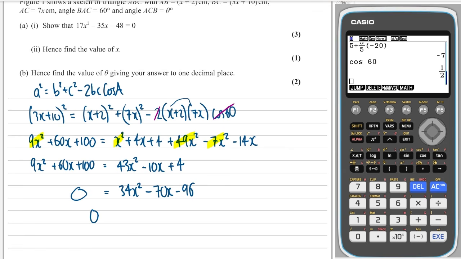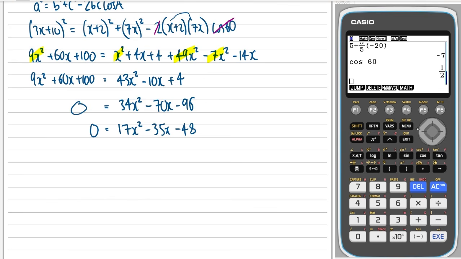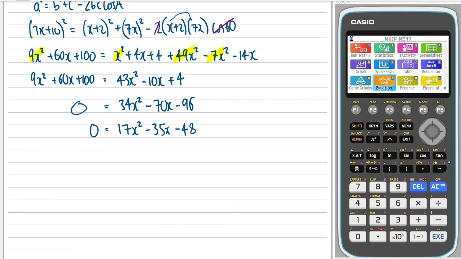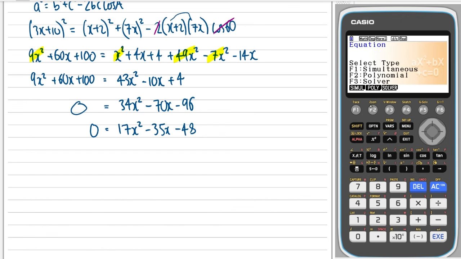And finally, we can divide all of these by 2. And we can do that because it's equal to 0, and dividing 0 by 2 just still gives you 0. Great, we've shown it. It says hence find the value of x, and that's 1 mark because you don't get any marks really for solving quadratics, or you don't need to show any working for it. At least you can go straight to your calculator, polynomial, degree 2, and we've got 17, minus 35, minus 48. And we get 3 and a negative. And it can't be the negative because we're looking at distance here. So x must equal 3.